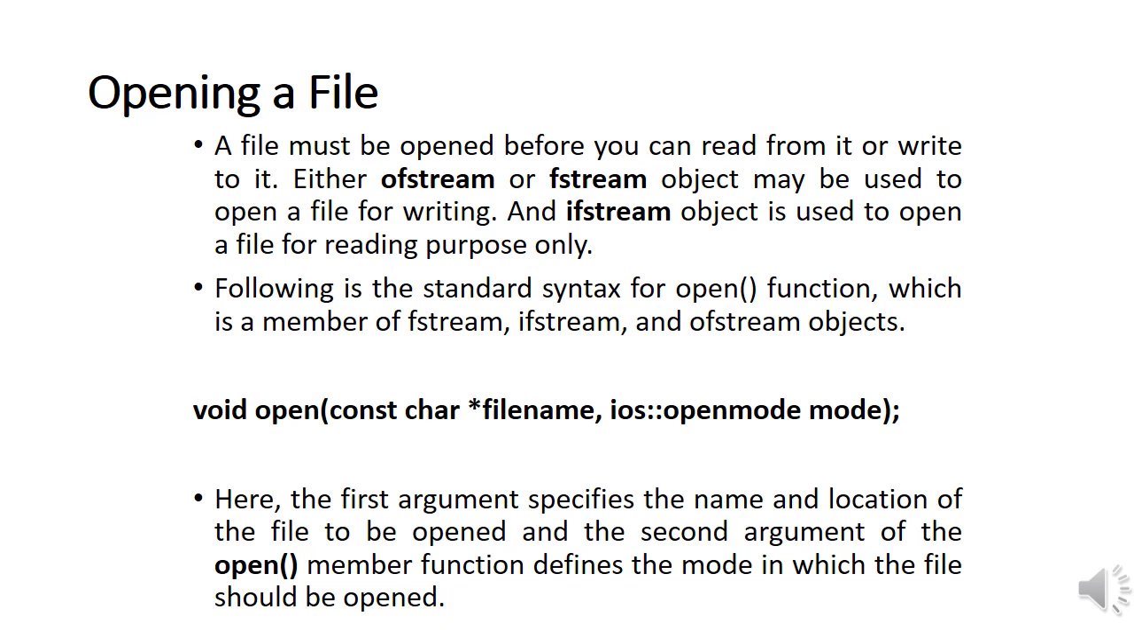The syntax of the open function is void open, two arguments, file name and mode. Void is the return type, open is the function name, then the two argument values file name and mode. The first argument, file name, specifies the name and location of the file to be opened, and the second argument, mode, specifies the mode in which the file should be opened. It can be reading mode or it can be writing mode.